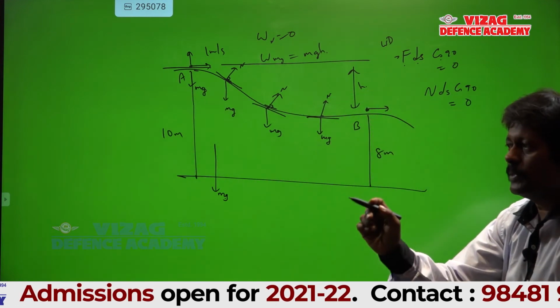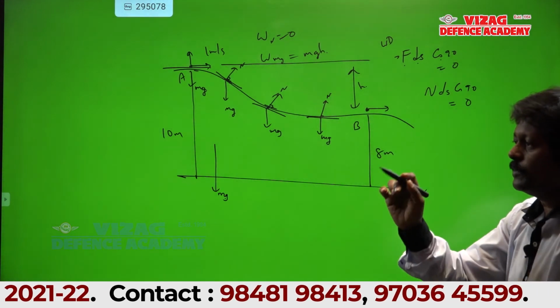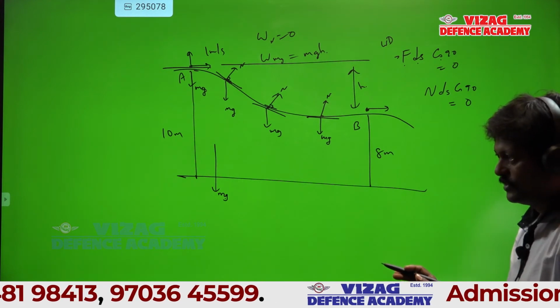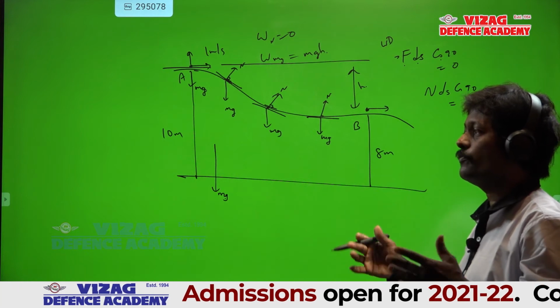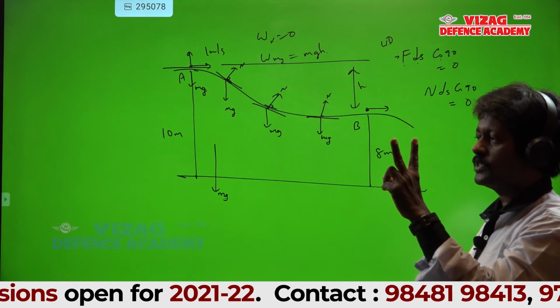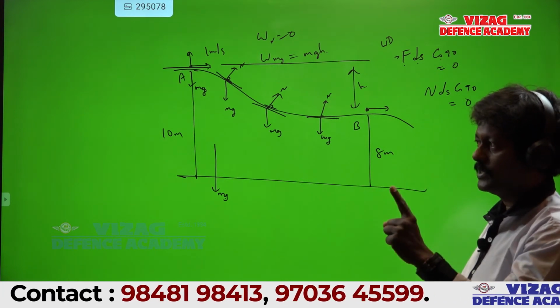What is the work done by normal reaction? Zero. What is the work done by mg? mgh. That's all. Is there any other force to do work? No. Only two forces are there on the body. One is normal reaction, the other is mg.